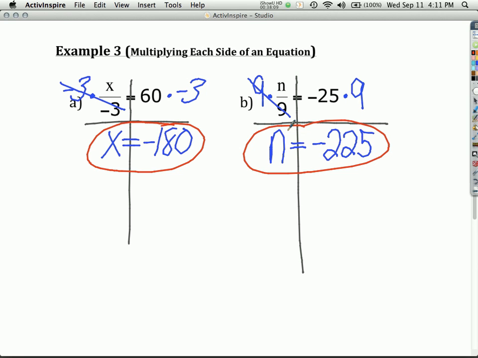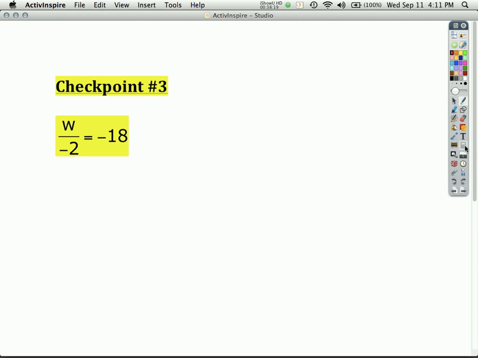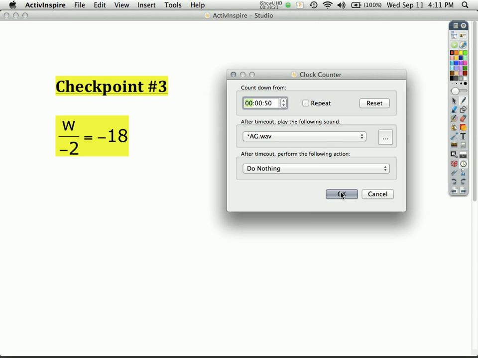Any comments or questions on division equations? All right, let's see how you do on your own. Checkpoint number 3. You got 1 minute.